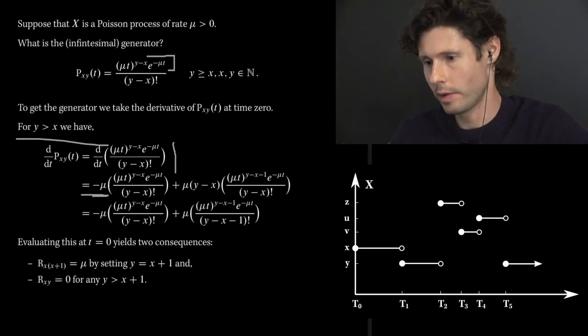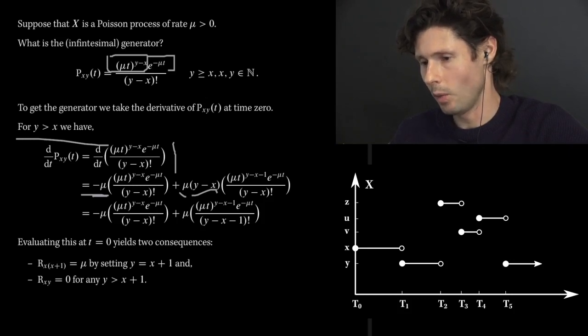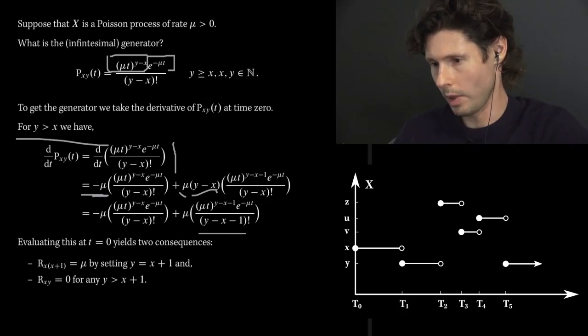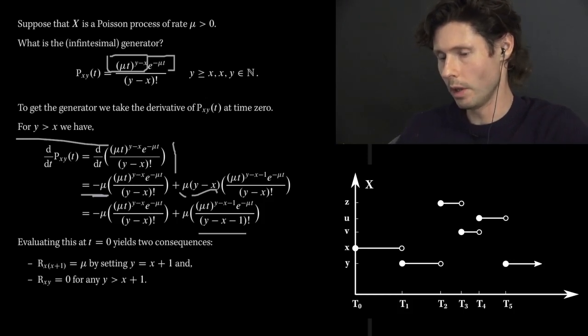The next derivative I have to take is for this part of the product, which is mu t raised to the y minus x power. So you see the y minus x coming down. That's good. And then by the chain rule, the derivative of mu t gives you the mu out front. And then in the final step, I'm cleaning things up a little bit. The y minus x leads to a cancellation with the y minus x minus 1 factorial on the bottom there.